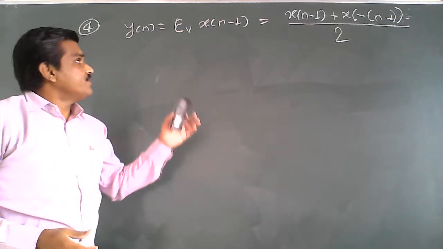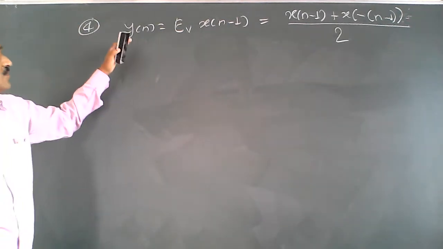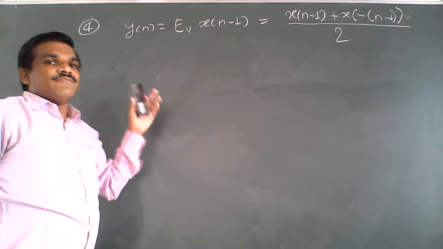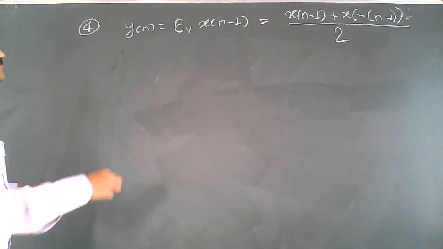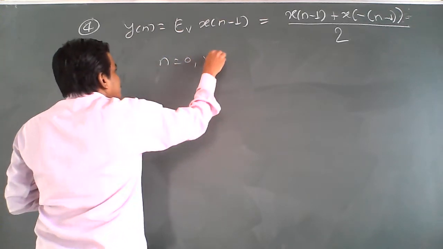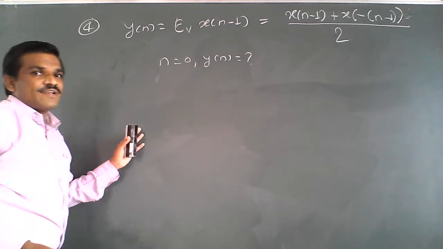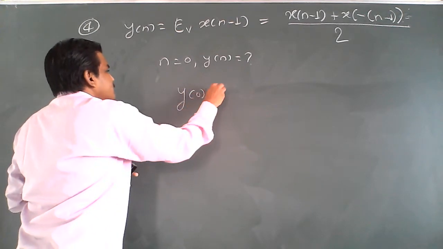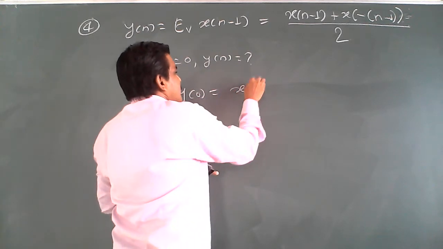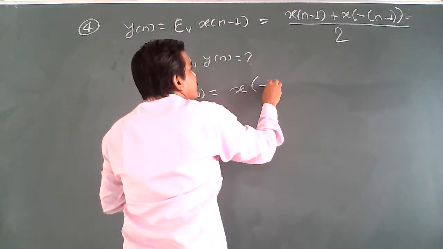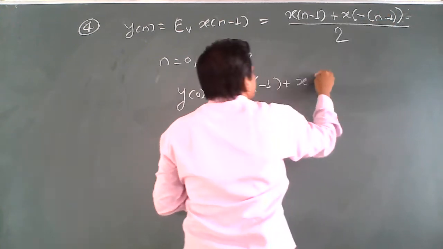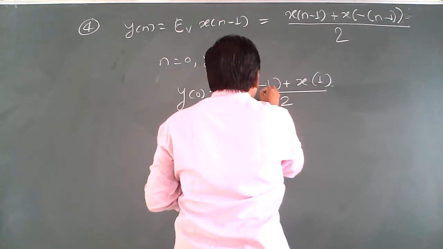Fine. So now we have to check the system properties. To check whether the system is memoryless or causal, we have to consider the output at n equals 0. So put n equals 0. What is y of n? y of n is nothing but y of 0. Put n equals 0 here. So y of 0 is equal to x of minus 1 plus x of, minus minus becomes plus, x of plus 1 divided by 2.